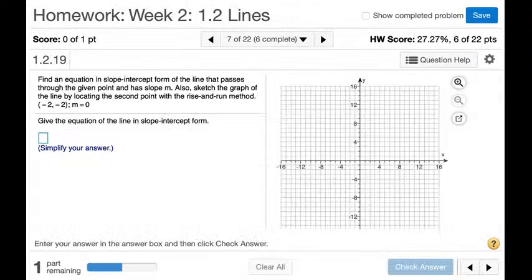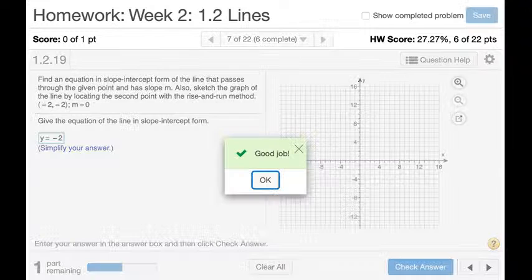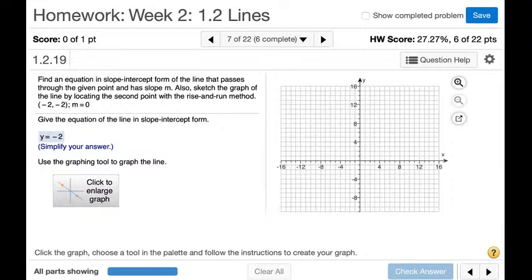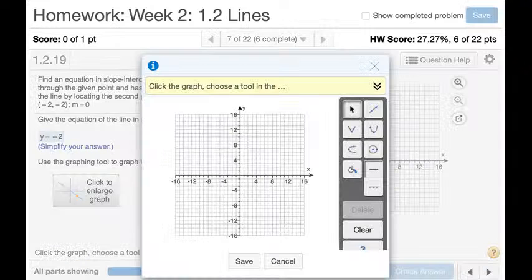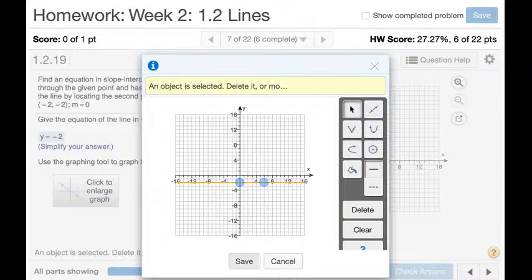Find the equation in slope-intercept form that passes through the point and has the given slope, right? Negative 2, 2. So that's just going to be the y-intercept of negative 2. So it's just going to be y equals negative 2. So horizontal line through y equals 2. Sorry, y equals negative 2. It's here. And just aim. Oh, almost clicked in the wrong spot. Save. Check the answer.